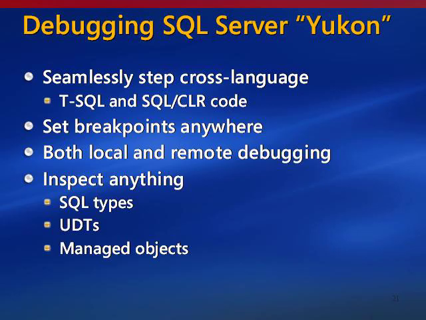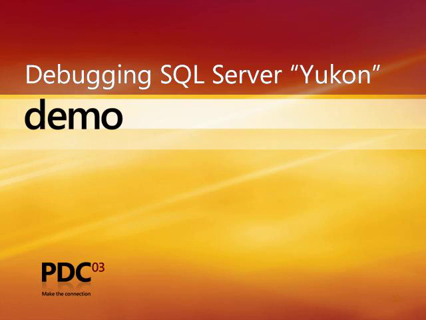One of the things to remember again about the debugging experience for Yukon is that it's seamless. And I'll show you in the demo, you don't have to do anything special. It's the same debugging commands. It's the same types of things that you do to debug your SQL Server data objects. You can set breakpoints anywhere, and we support debugging on Yukon both locally and remotely. You can inspect any data types, including T-SQL types, user-defined types, as well as any other managed objects. So let's see what that looks like on a demo.